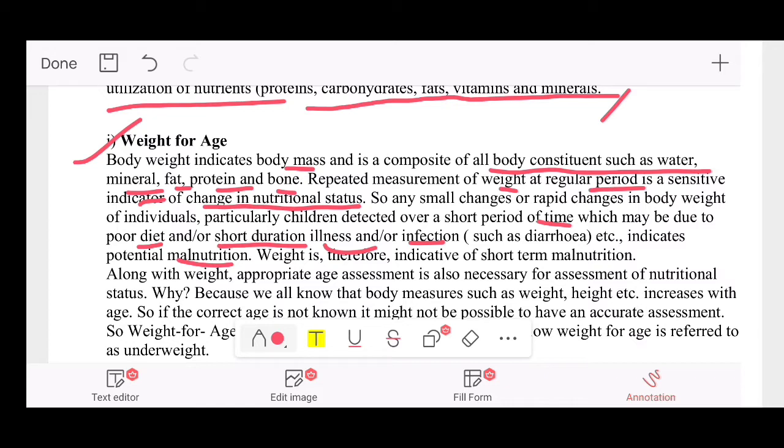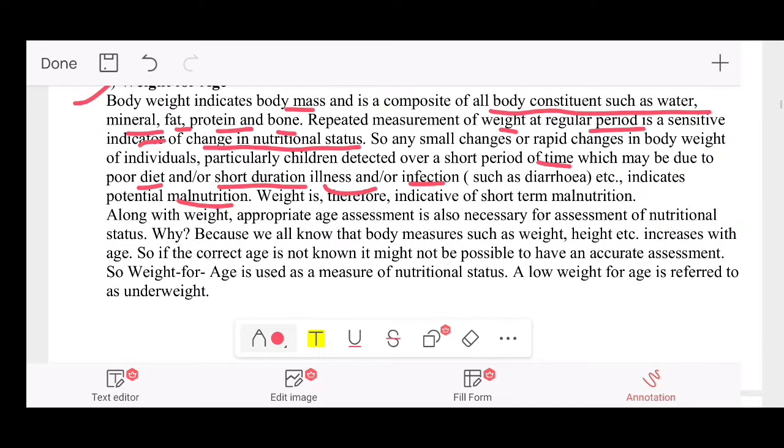If there is any problem, then we have to consult with the doctor. Weight is therefore indicative of short-term malnutrition. Means weight is one important factor for malnutrition also. Along with weight, appropriate age assessment is also necessary for assessment of nutritional status.